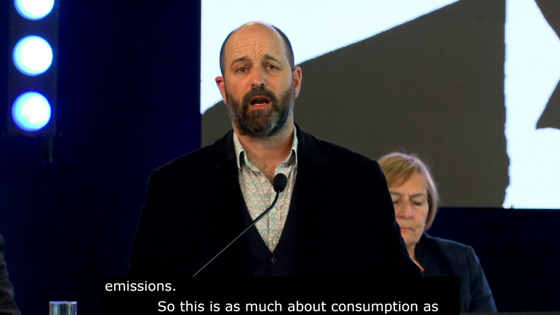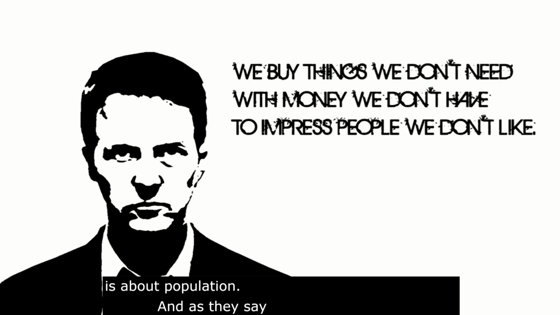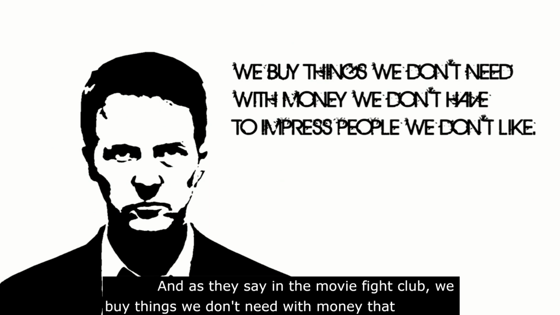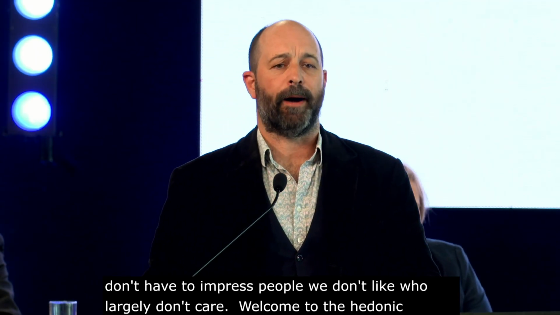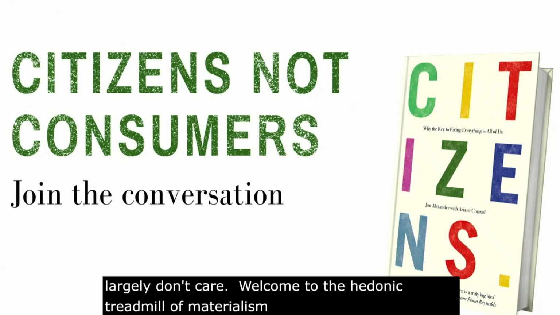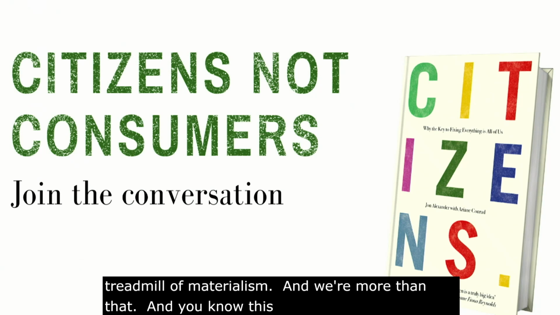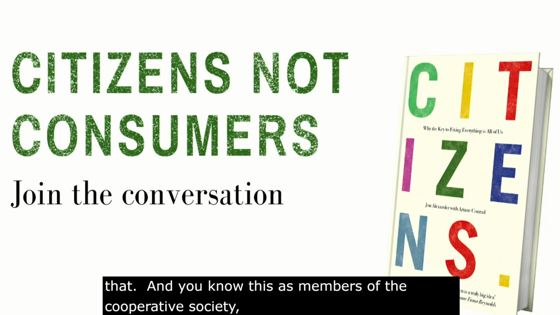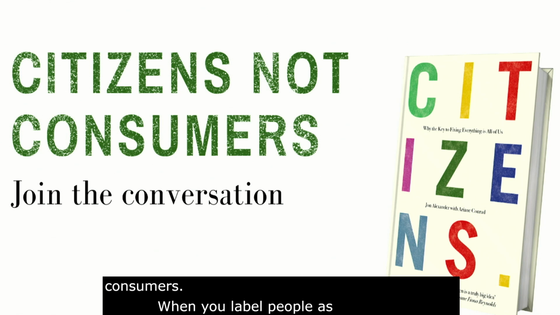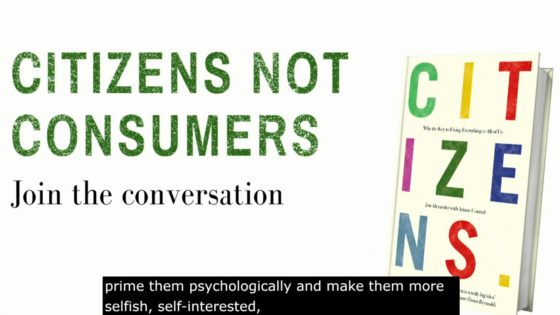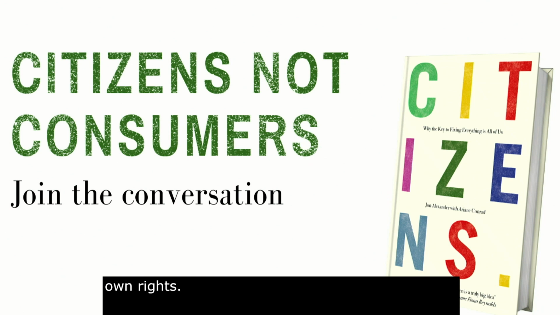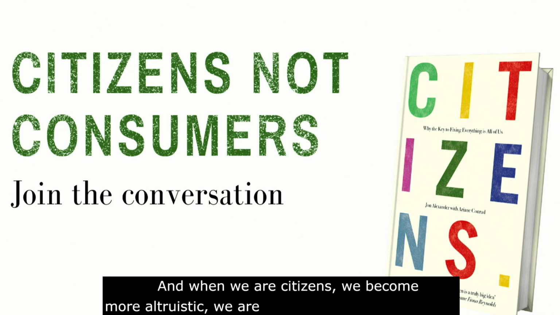And as they say in the movie Fight Club, we buy things we don't need with money we don't have to impress people we don't like who largely don't care. Welcome to the hedonic treadmill of materialism. And we're more than that. And you know this as members of the Co-operative Society. We are citizens first, not consumers. When you label people as consumers, you prime them psychologically and make them more selfish, self-interested, and obsessed with their own rights. And when we are citizens, we become more altruistic. We are interested in our responsibilities and our collective altruism and possibilities.